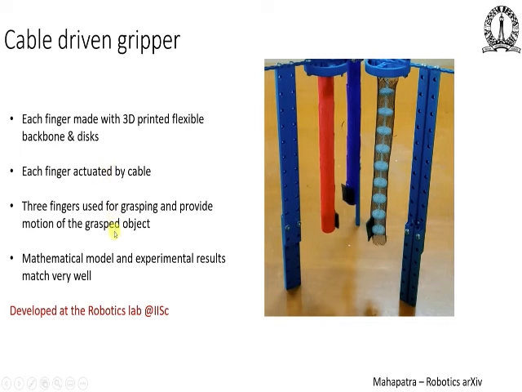There are three fingers which are used for grasping and also provide motion to the grasped object. As you can see, we pick up or grip something and then we can move it. A large amount of mathematical modeling has been done to arrive at reasonable mathematical models, and it is shown that the models and simulation results match reasonably well with experiments. This was also developed by students at the robotics lab in ISC.